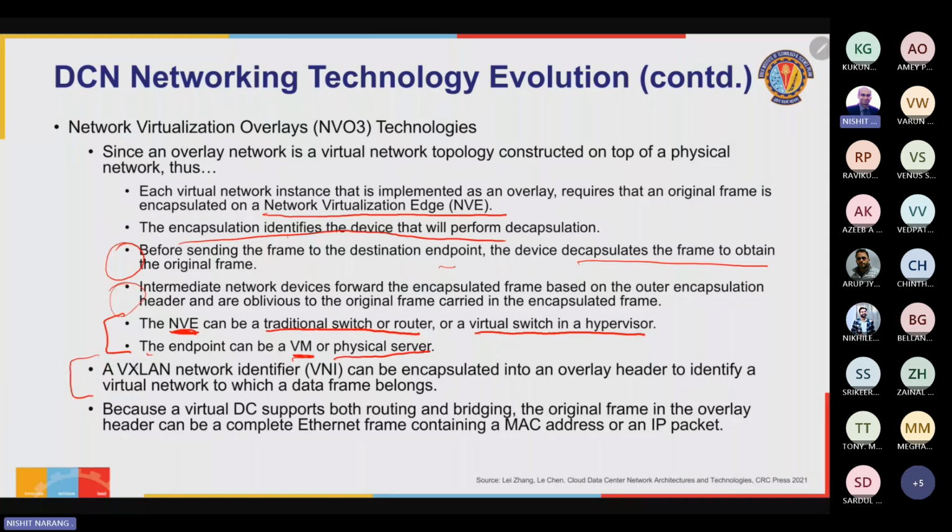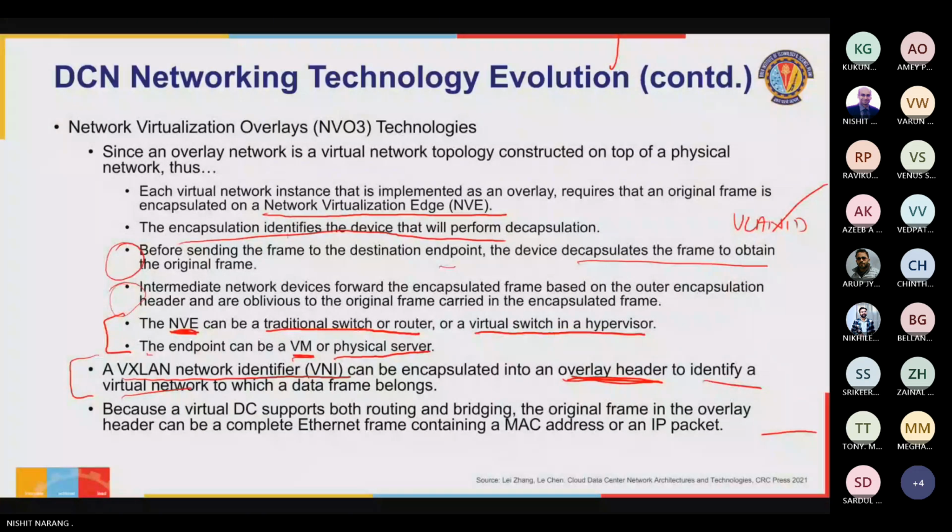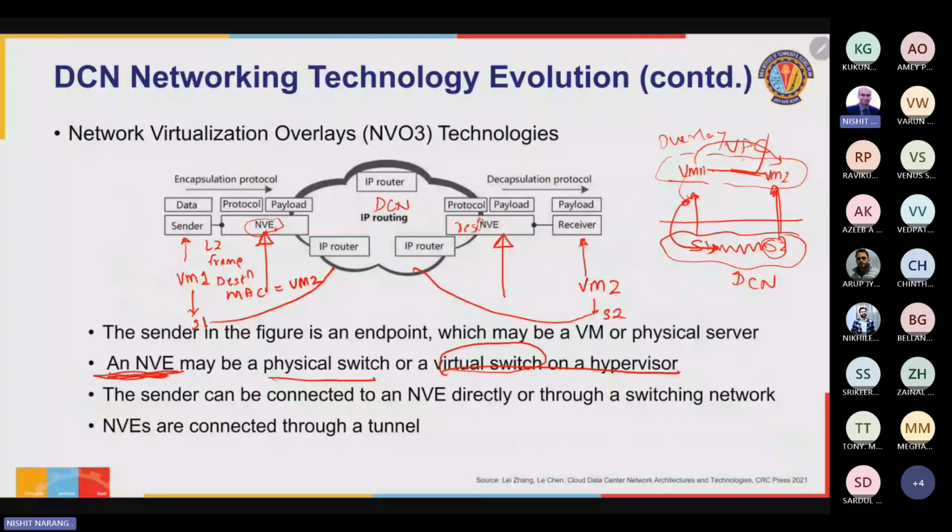It has a field in the packet header called the VNI, VXLAN Network Identifier. So just like VLAN had a VLAN ID, which was a 12-bit field, VNI is a larger sized field which gets encapsulated into the overlay header. And that is what I use to identify a virtual network. So this diagram that I had made on the next slide. Yeah. This is a virtual network. This virtual network has a VNID. VNID equal to, let's say, 5.